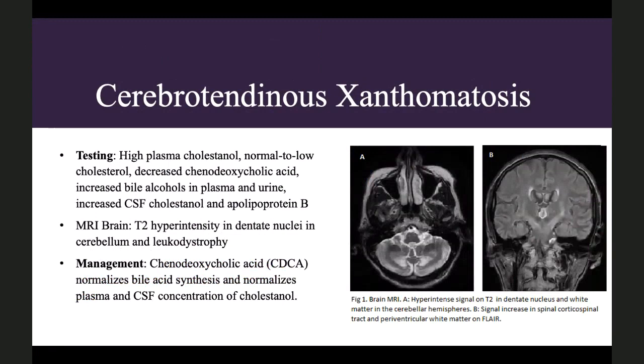Testing consists of looking at plasma cholestanol, which is high, and a normal to low cholesterol with decreased deoxycholic acid. There's also increased bile alcohols in plasma and urine, and increased CSF cholestanol and apolipoprotein B. MRI, as we see here, can show T2 hyperintensity in the dentate nucleus. It can also show leukodystrophy. Management consists of CDCA supplementation.